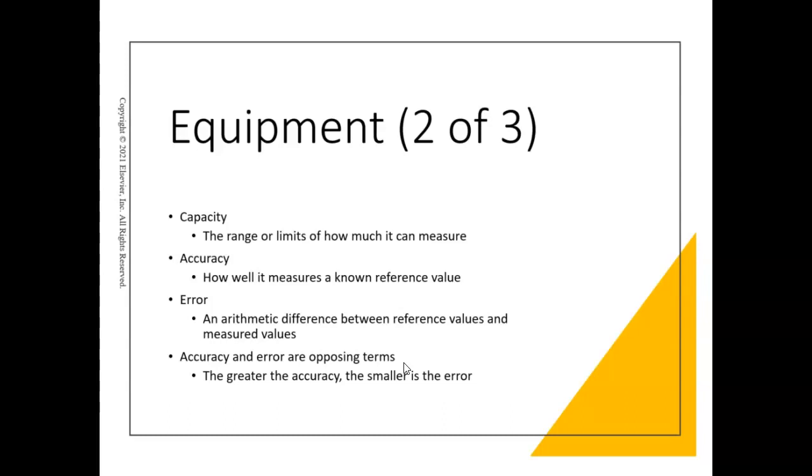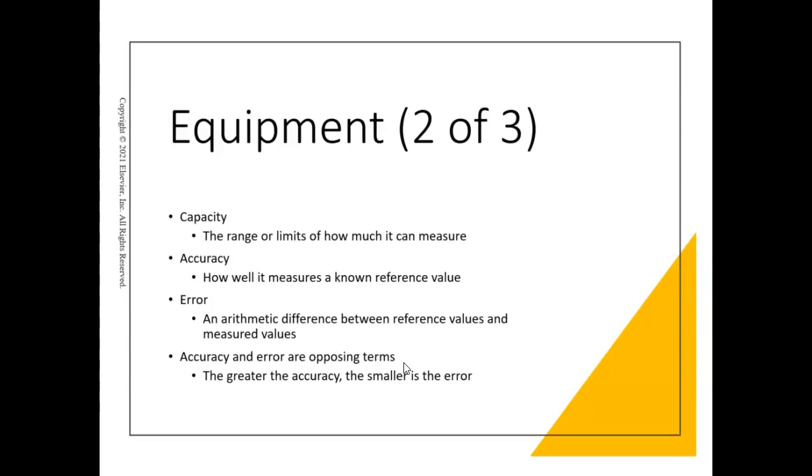So typically we want that to be within like 3% of each other. All the values to be measured within 3% of each other to be considered accurate. An error is a term we use for the difference between a reference value and a measured value.